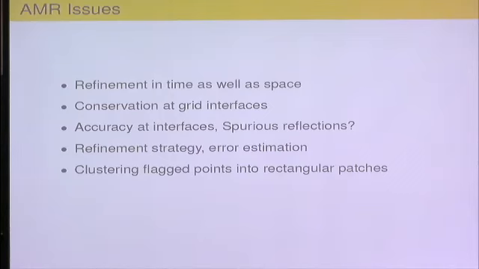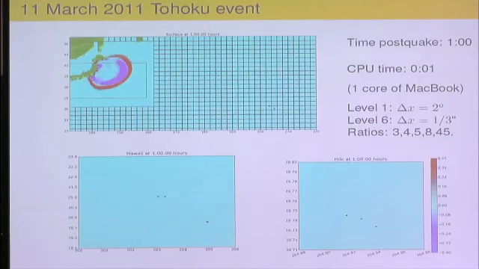There's a number of questions that come up when you do adaptive mesh refinement. How to maintain conservation at the grid interfaces. Do we have accuracy at the interfaces? We want to avoid spurious reflections, for example. What sort of refinement strategy to use? Again, I'll be happy to talk more with people about these things later on. But let me just show one example.